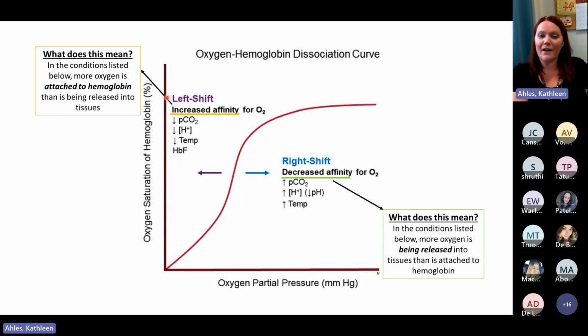When we look at our options here for the left shift, this means I'm keeping all of my oxygen. So if the pressure of carbon dioxide is low, I'm going to keep my oxygen attached. If the pH is high, if I'm basic, I'm keeping all of that oxygen. If my temperature goes down, if it's cold, I'm keeping all of that oxygen. So this graph helps us to get an idea of the factors that would increase or decrease the amount of oxygen that's attached to hemoglobin. Big picture, that's what I want you to know. I don't need you necessarily to interpret graphs, but I do need you to know how carbon dioxide and pH and temperature affect hemoglobin saturation.